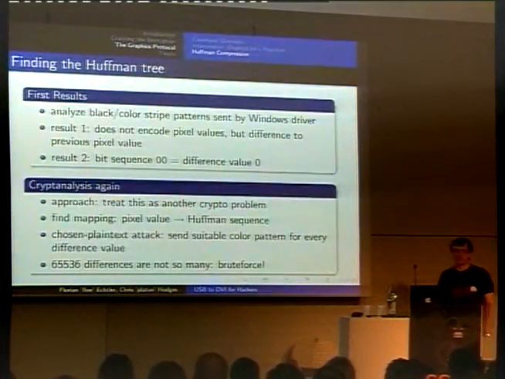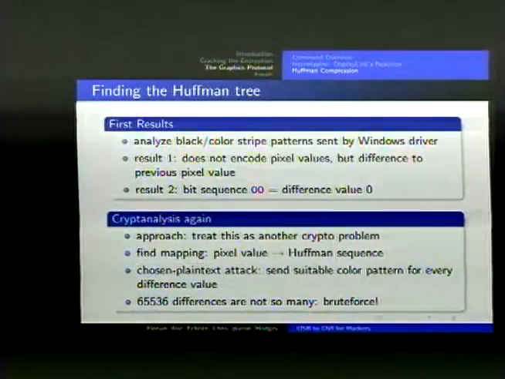Okay, so looking at this table didn't really yield much results, so we started again by just analyzing data which we sent from the Windows driver. The two most basic results were that the pixel values aren't encoded themselves, but the difference to the previous pixel. And when you start a new command, the previous pixel is set to black, so to 0.